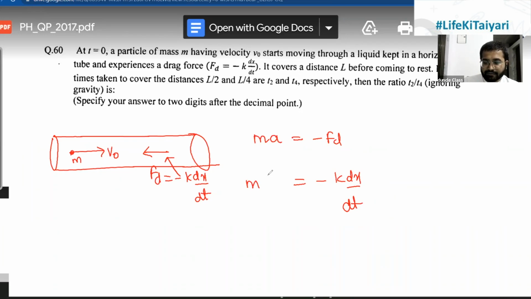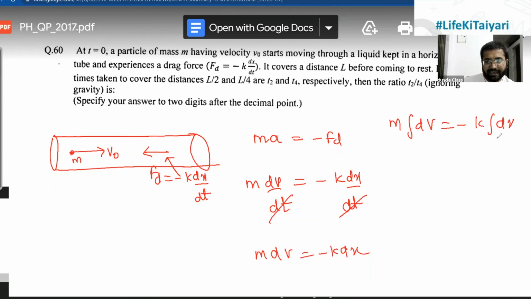This is ma. So acceleration a, we can say it is this formula. One is dv by dt, that's fine. Other is v dv by dx. Okay, wait. Let's first think about dv by dt. So dt gets cancelled. We have m dv. This is minus k dx. So m into integration of dv is minus k into integration of dx. Initially, velocity was v naught, and when it covers a length of L, it stops. Have you understood this first of all?